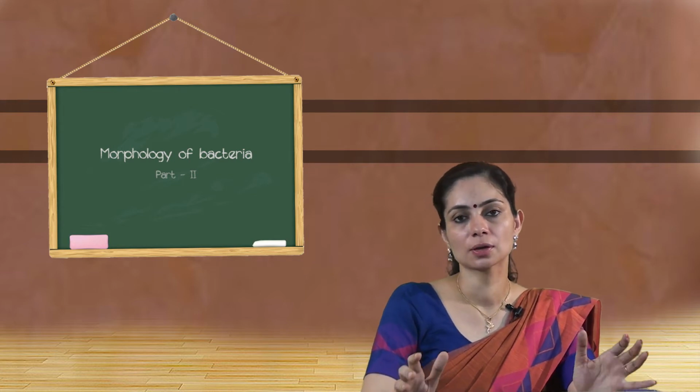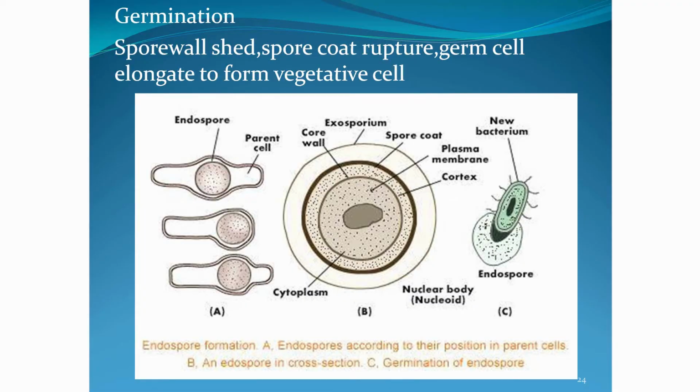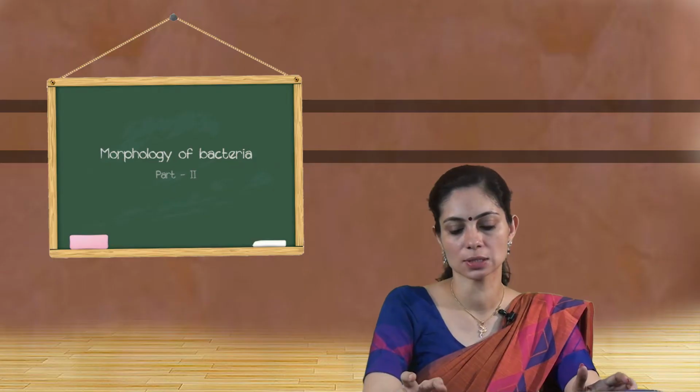Germination. Now when the spore comes in contact with conditions which are favorable for the growth of the bacteria, it comes back to the vegetative state. That is known as germination. The spore wall is shed, the spore coat is ruptured and the germ cell elongates to form the vegetative cell.